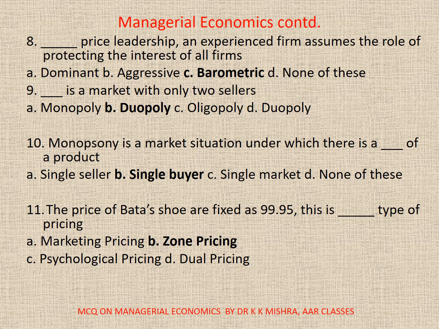Duopoly. 10. Monopsony is a market situation under which there is a dash of a product. Correct option is B. Single buyer.